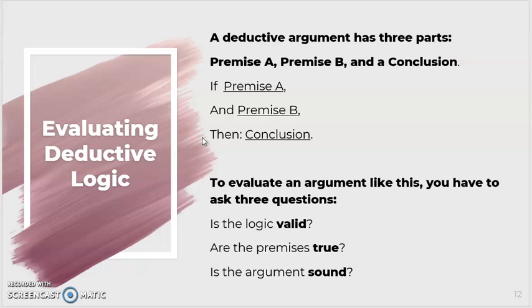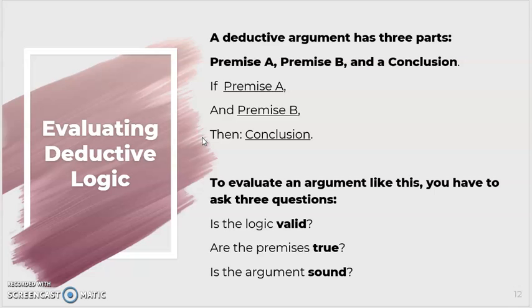And you're going to ask yourself three different questions. First of all, is the logic valid? The logic has to do with the structure of the argument, right? Like, would this argument make sense and hold together if the premises were true? Then the second question you're going to ask yourself is, are the premises true? And they may be true or they may not be true, or one of them may be true and one of them is not true. That's a separate question than asking about the logic.